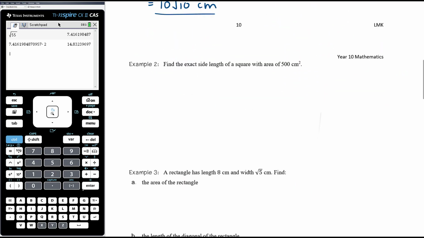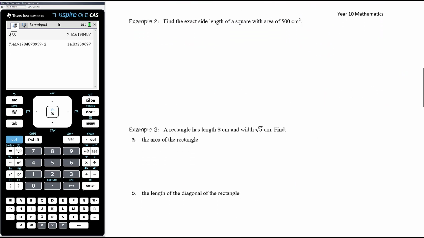Okay, let's have a look at some other examples where we might be working with surds. Find the exact side length of a square with area 500 centimetres squared. A square has equal sides, but we know that its area is 500 centimetres squared. Area of a square is x times x. We know that has to equal 500, so x squared has to equal 500.